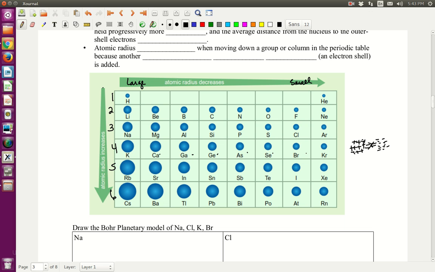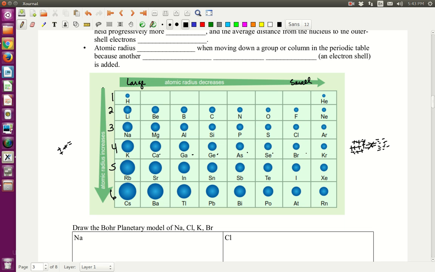On this side, even though they have the same number of energy levels, they only have a couple of positives and negatives. So they're attracted, but not as strongly. These guys get pulled in very tightly because opposites are strongly attracted to each other. They get squeezed tightly, so they get smaller as they go across. And then as we go down, they automatically get bigger because we're adding more and more energy levels.